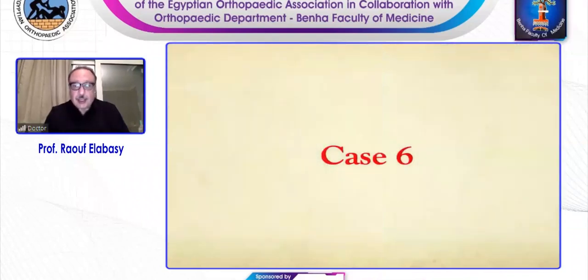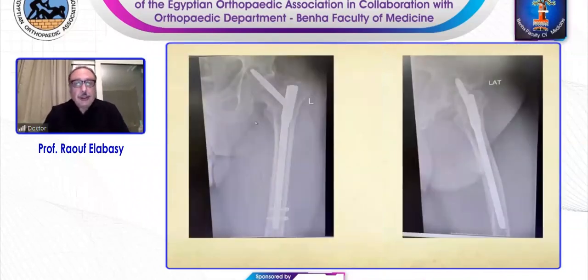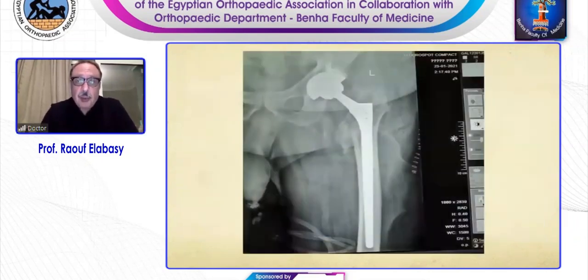Case number 6. This is a proximal femoral nail where the screw was moving up and perforates the sternum, the head and the sternum. It was very difficult to remove the proximal screw. So we did an osteotomy, a greater trochanteric osteotomy. We took off the nail and a total hip replacement was done. Still cementless total hip replacement.